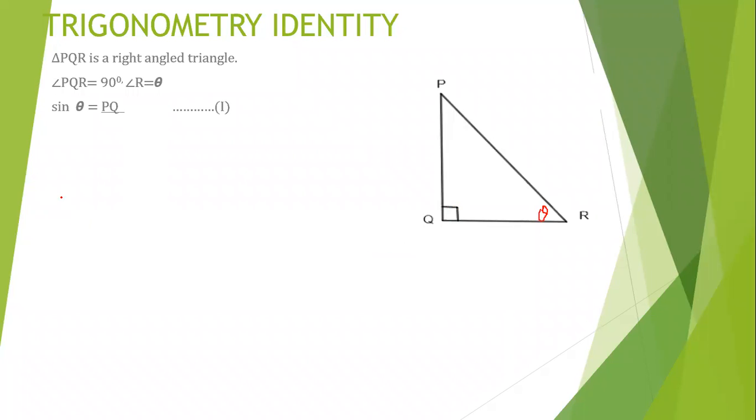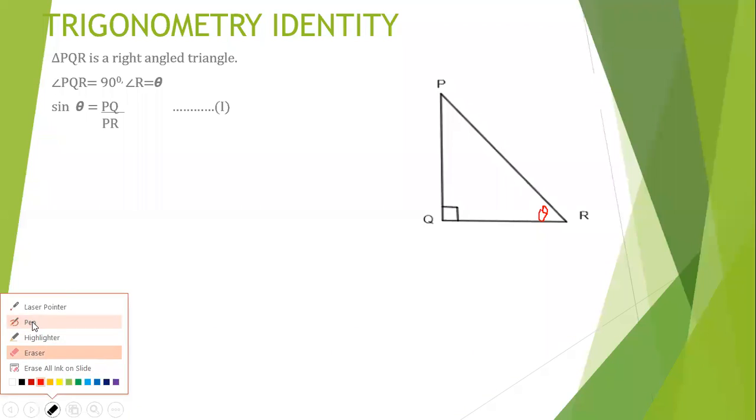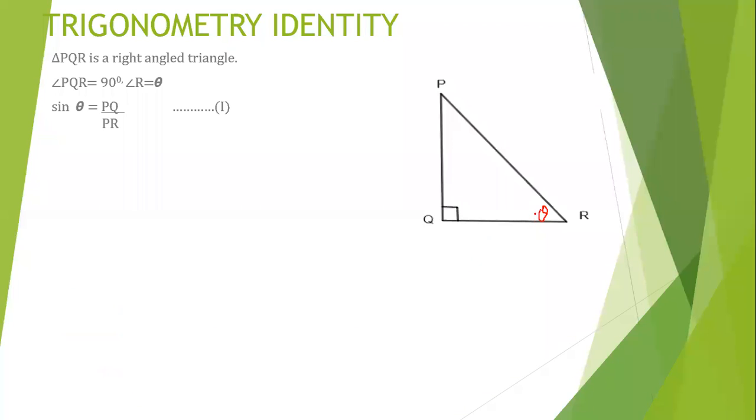Now, what we will do? First, we will find sine theta. The formula for sine theta is opposite upon hypotenuse, right? So, here we have theta, right? Which side is opposite to theta? PQ. And hypotenuse is PR, right? So we are writing PQ upon PR, number this as 1.